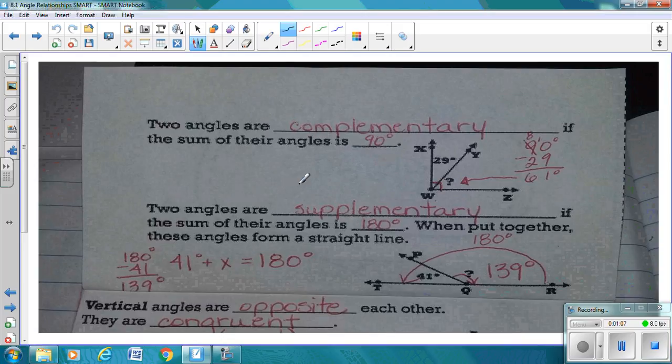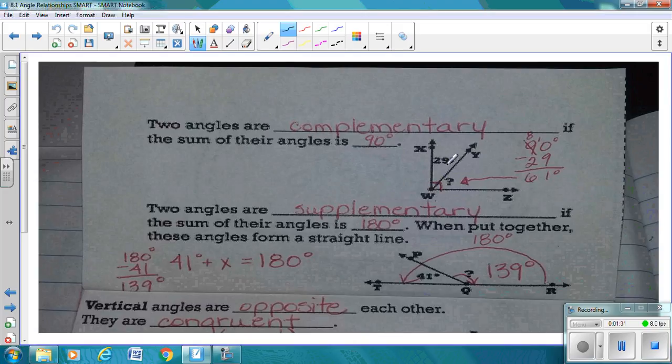Two angles are supplementary if the sum of their angles is 180 degrees. So when you put these angles together, these angles form a straight line. So 180 degrees is a straight line all the way across. Okay, so up here again, complementary angles, two angles that form a 90-degree angle.